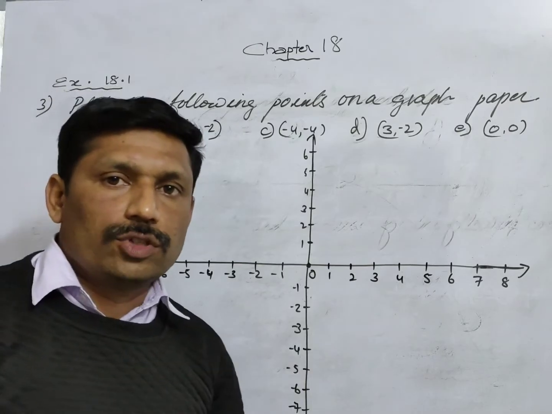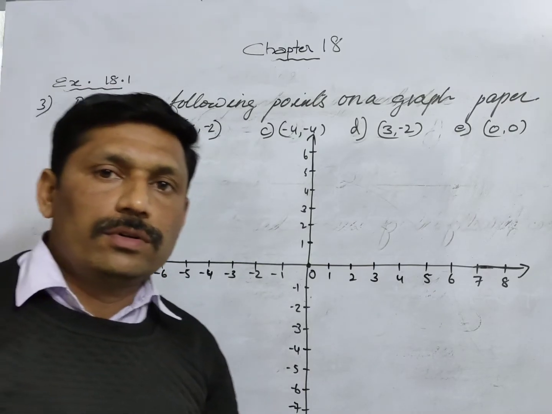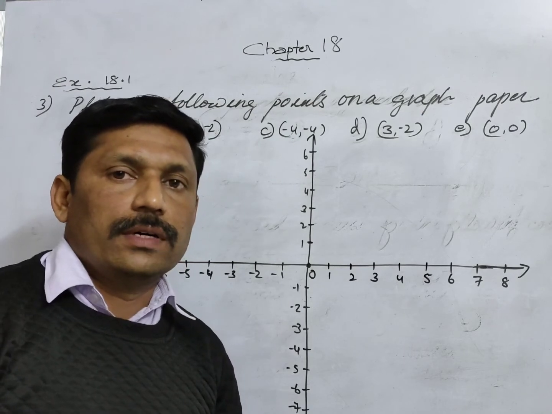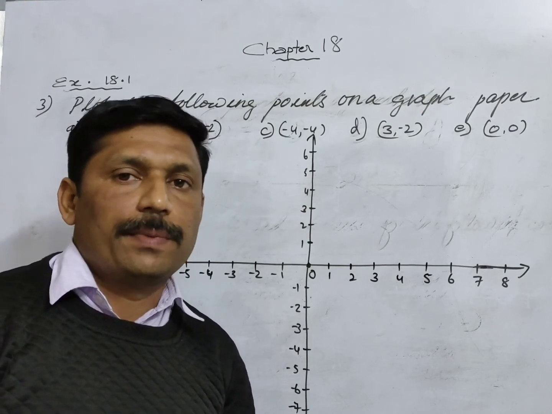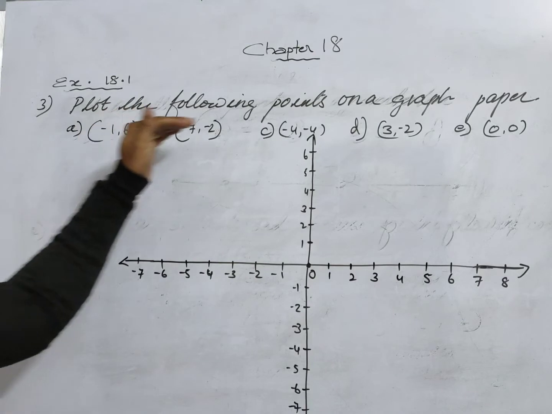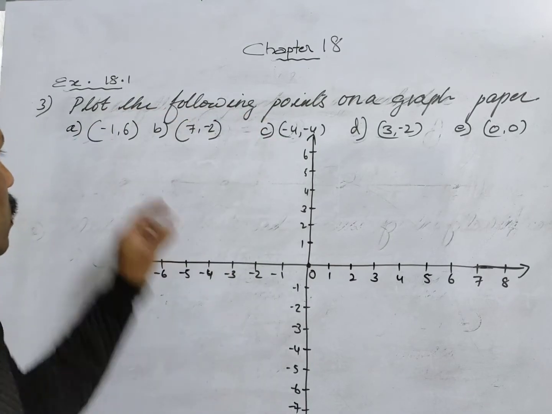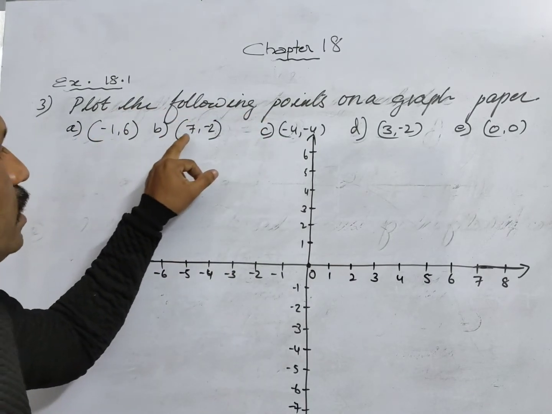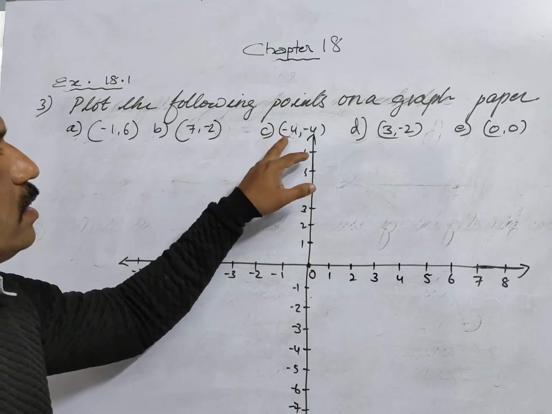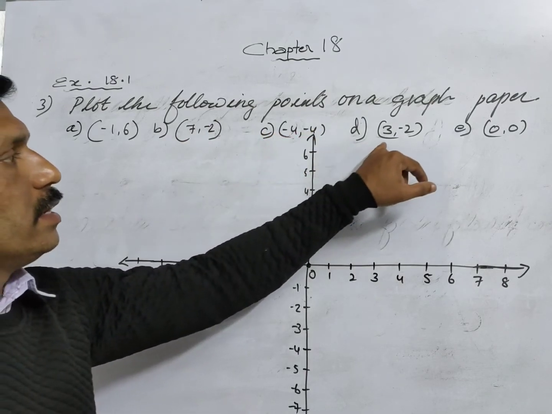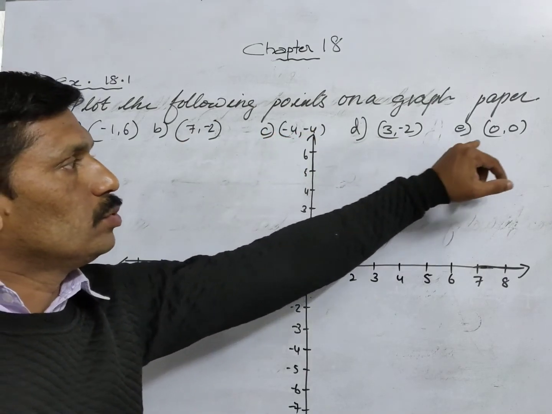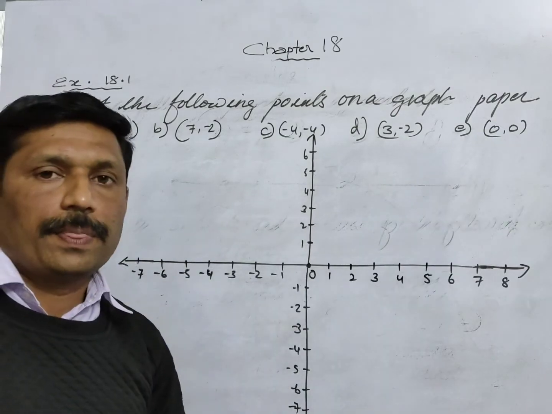Students, next question number 3. This you have to do on graph paper. The question is, plot the following points on a graph paper. Point A (-1, 6), B (7, -2), C (-4, -4), D (3, -2), E (0, 0), and F (-3, 5).